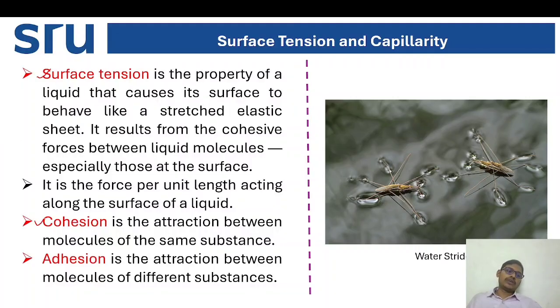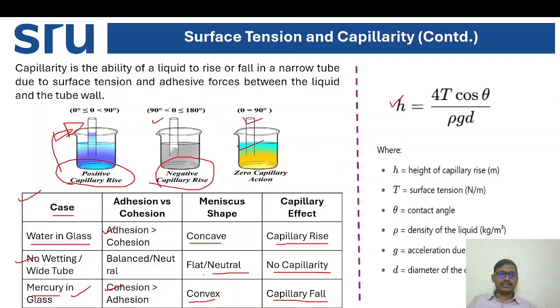Now you take cohesion, you take adhesion. Cohesion is the attraction between molecules of the same substance. That means take water. Adhesion is nothing but the attraction between molecules of different substances. That means this water strider with respect to water. See, the first criterion, cohesion, is between the same substance, and adhesion means different substances which have a good bond, like water striders.